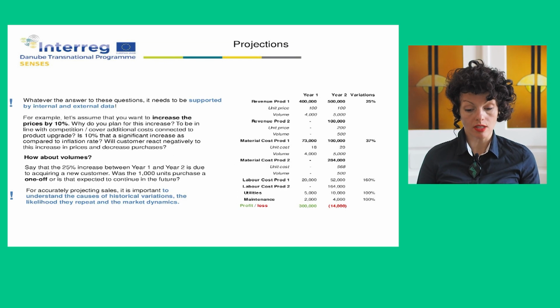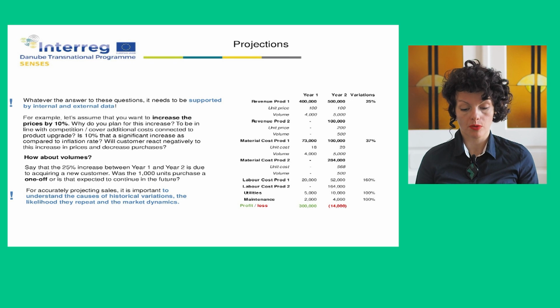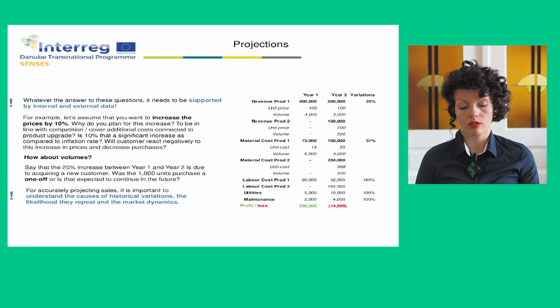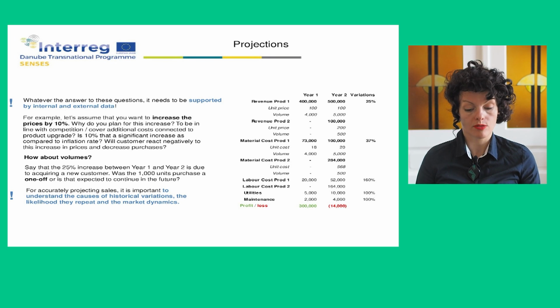Whatever the answer to these questions, it needs to be supported by internal and external data. For example, let's assume that you want to increase the prices by 10%. Why do you plan for this increase? To be in line with competition, or to cover additional costs connected to a product upgrade? Is 10% a significant increase as compared to the inflation rate? Will customers react negatively to this increase in prices and decrease purchases?